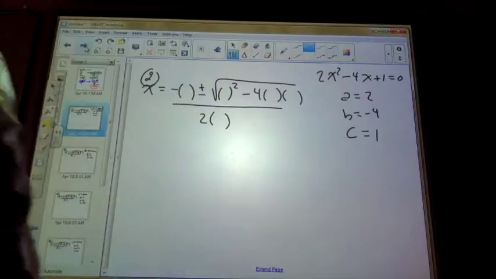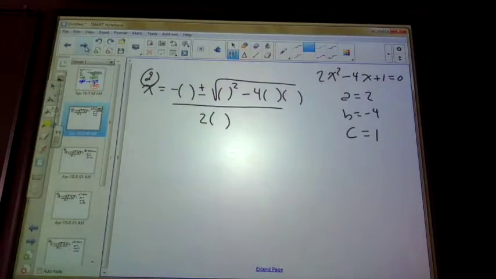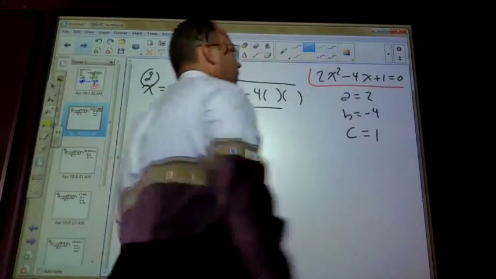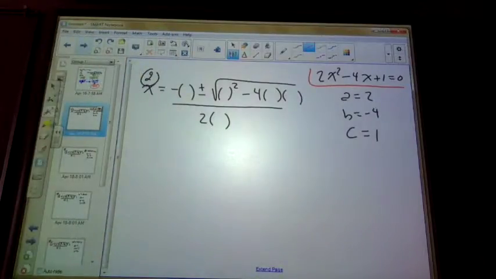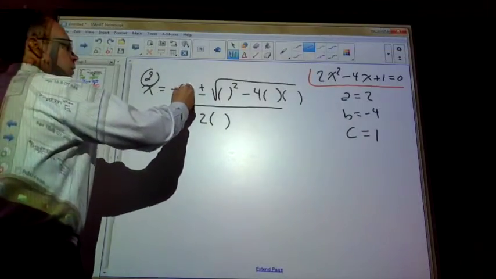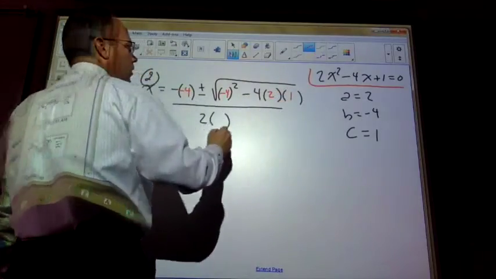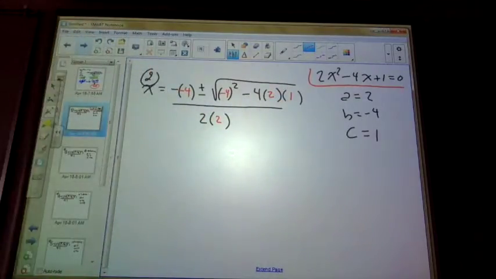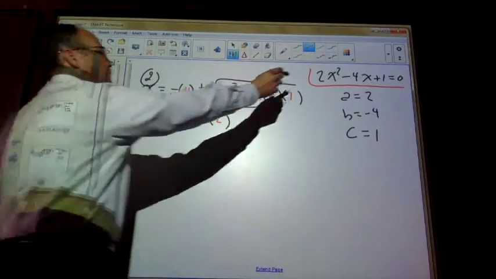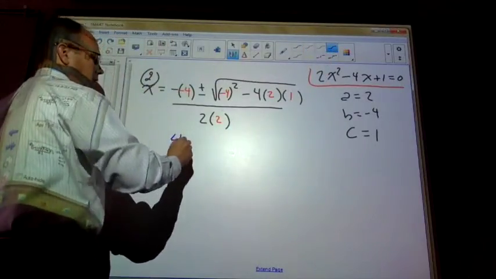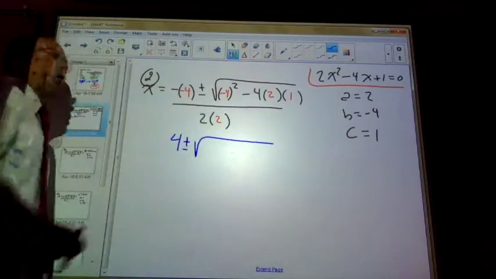Problem number 2. All right, so I have the problem over here where my A value is 2, my B value is negative 4, my C value is 1. So we're going to plug it in. X equals negative B plus or minus square root B squared minus 4AC all over 2A. Some errors would take place up here. You have the double negative in a row. So understand that negative negative is a positive. Plus or minus negative 4 quantity squared.